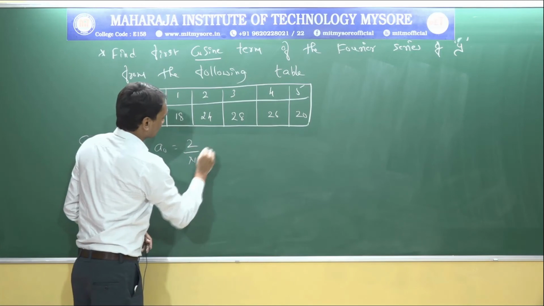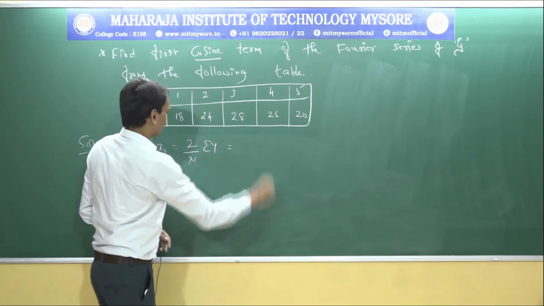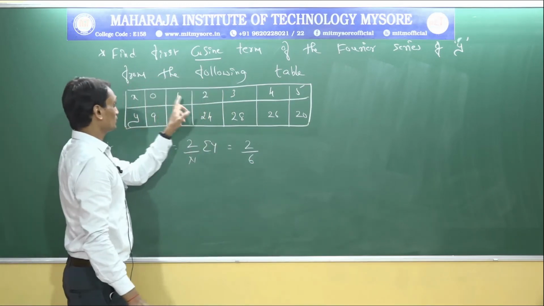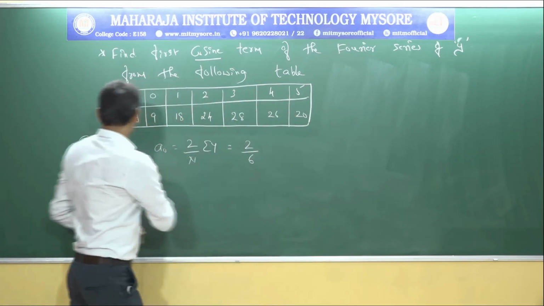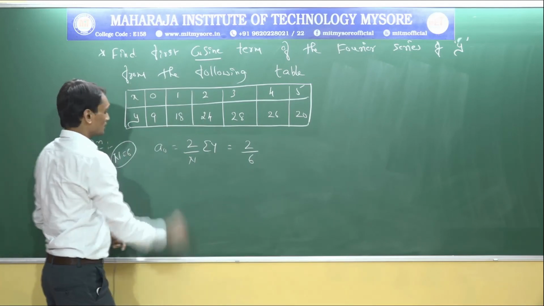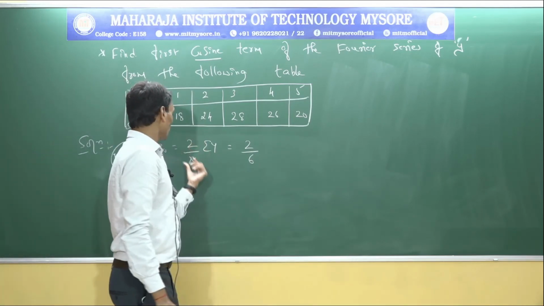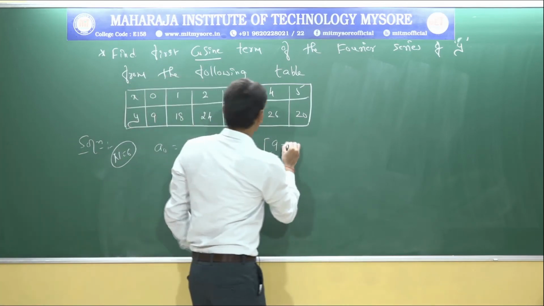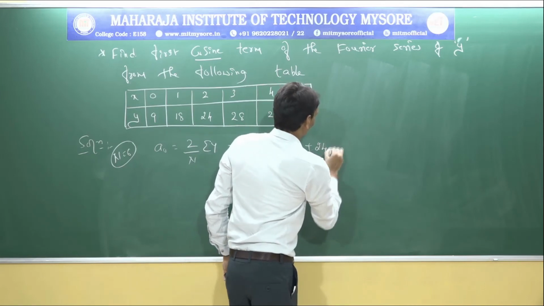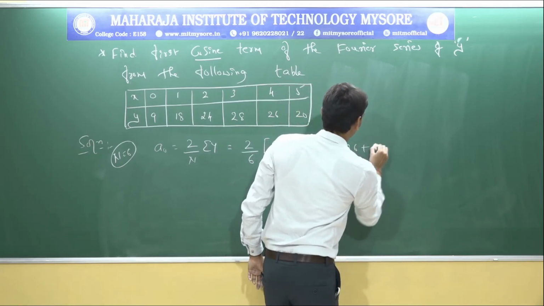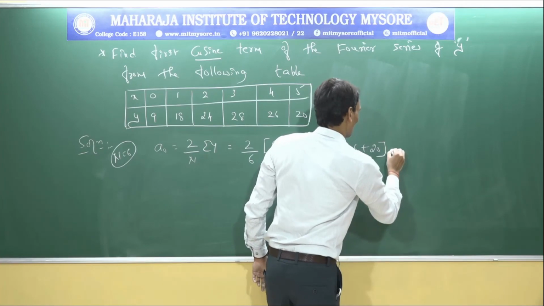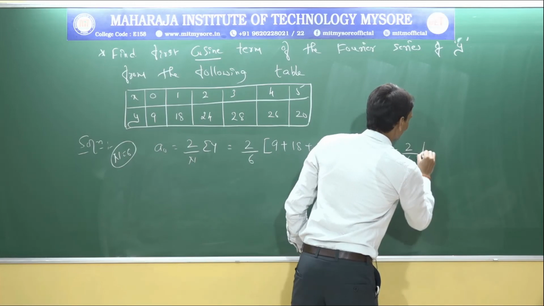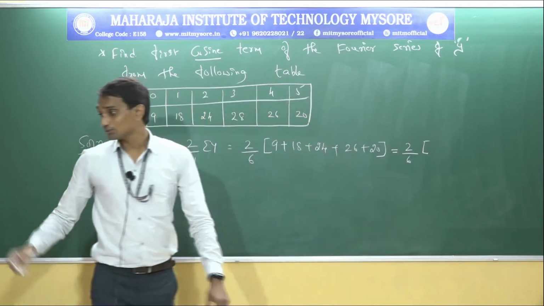A naught equal to 2 by n into summation of y, that is 2 by 6, because the number of terms is 0, 1, 2, 3, 4, 5, 6. So here also n equal to 6 itself. So n equal to 6, a naught equal to 2 by n into summation of y, that is take one bracket, add all the values, 9 plus 18 plus 24 plus 28 plus 26 plus 20, which is equal to 2 by 6 into the sum; just add all these values.